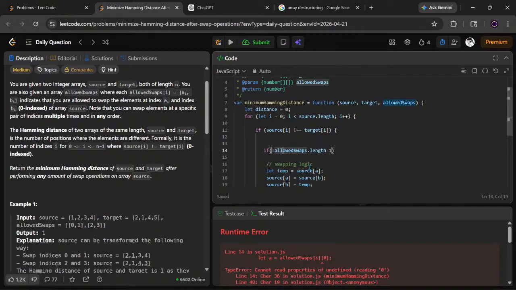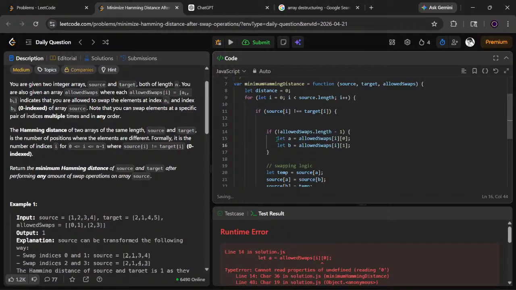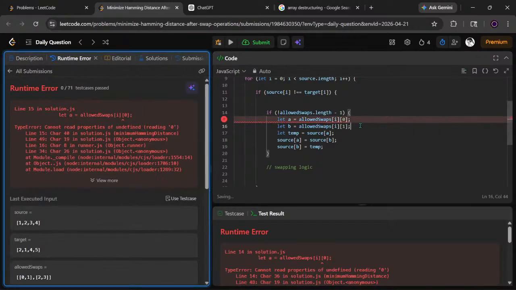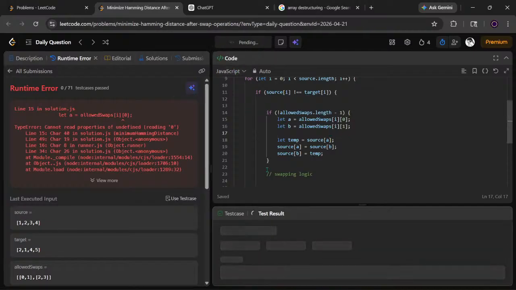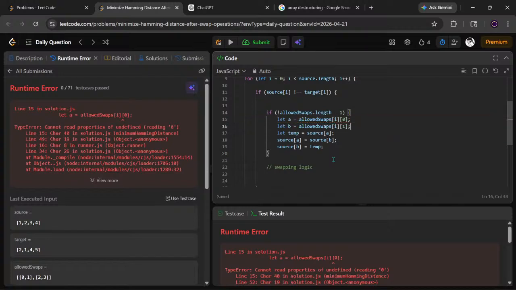Until it is not equal to length minus 1, then only we do. Otherwise, we don't do. And then only I think the swapping logic also works. Did I submit? How did it get submitted? Passed 0 test cases. Ah, it's complaining, bro.